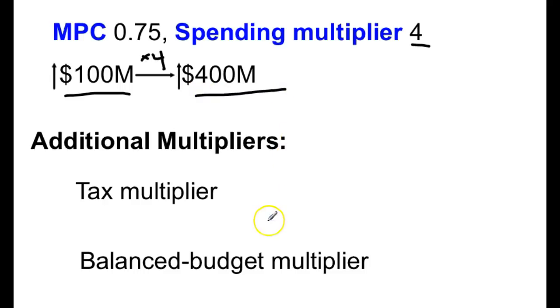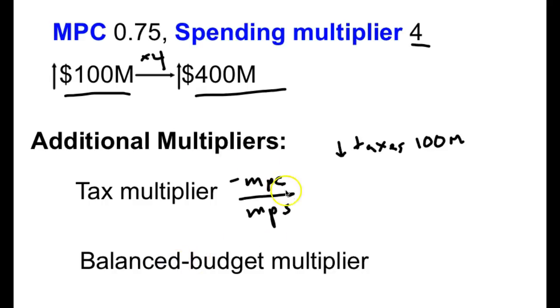So the tax multiplier is going to be a little bit different, and I'm going to pause for a minute just to write the formula. So the tax multiplier formula is negative MPC over MPS. And what that means is that if your taxes go down by 100 million, first of all, the negative sign there means that if taxes go down, we expect GDP to go up. So negative just shows that inverse relationship here.